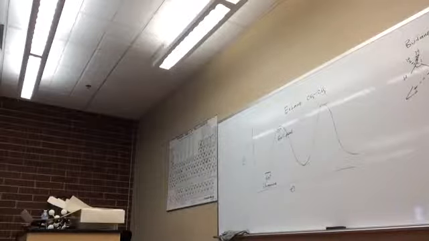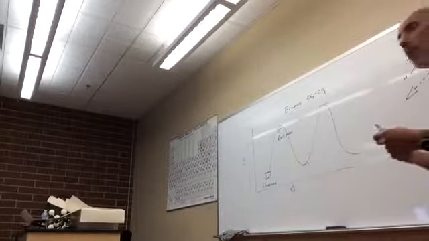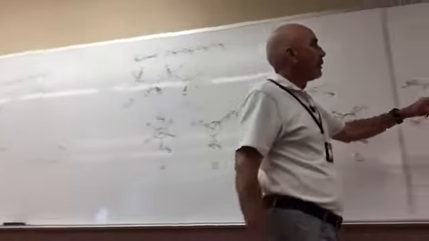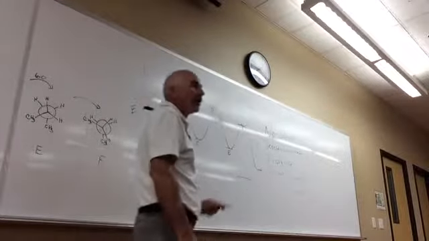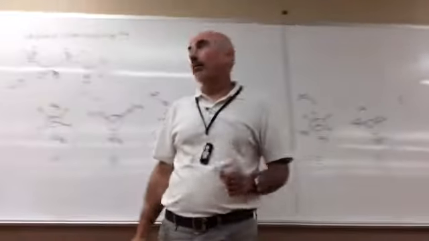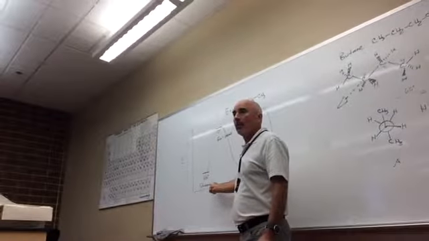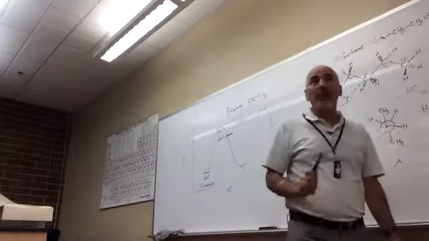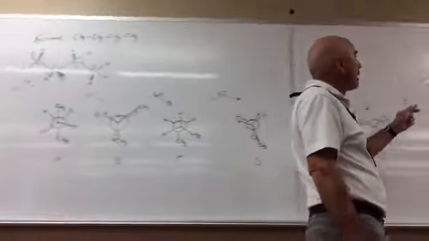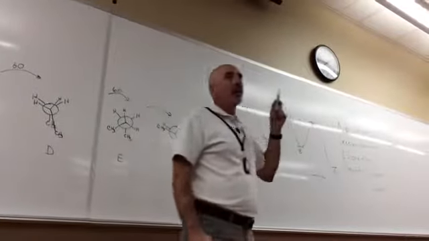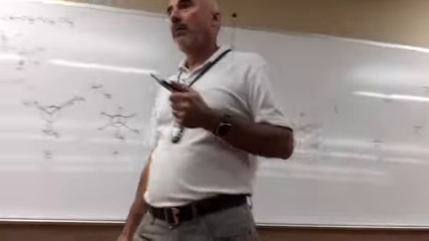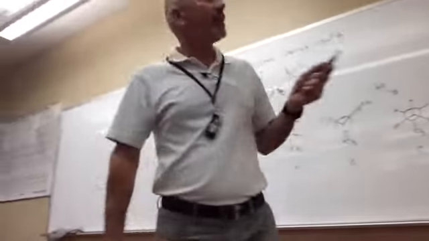So, all of the lower energy ones, A, C, E, A again, are all staggered. Okay? They're all staggered. All of the higher energy ones, B, D, and F, are all eclipsed. Okay? Doesn't mean that you don't get there.